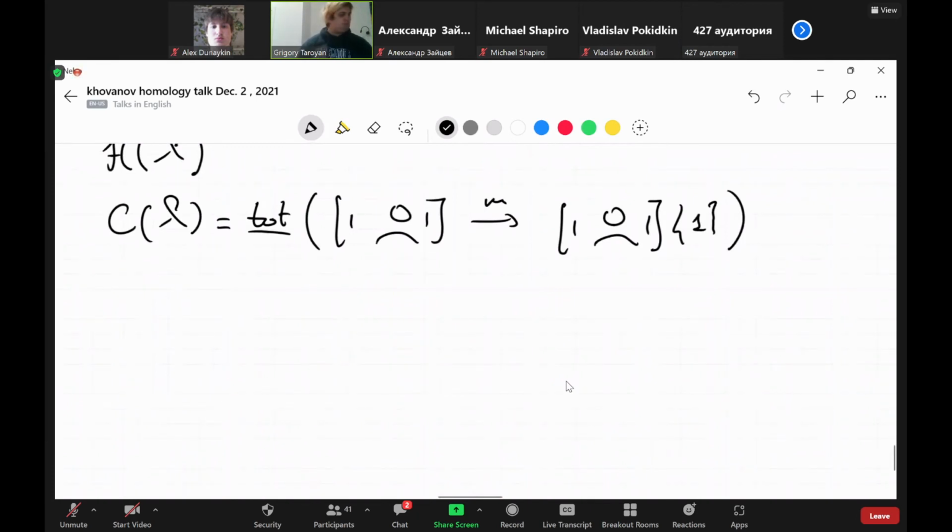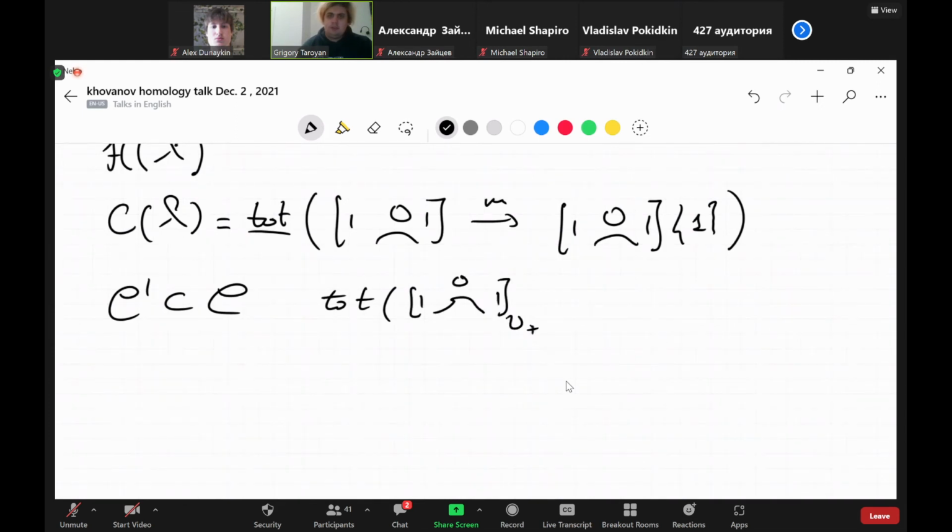Okay. So we have a subcomplex C prime and C, which consists of the following. So we take the total complex of the following double complex. I will explain this V plus in a moment.